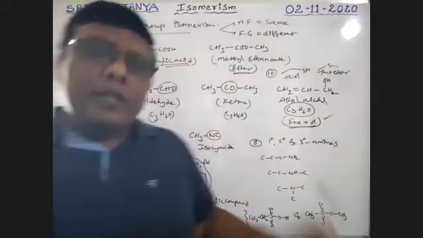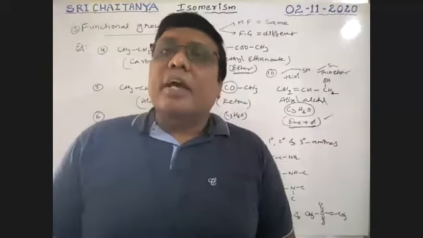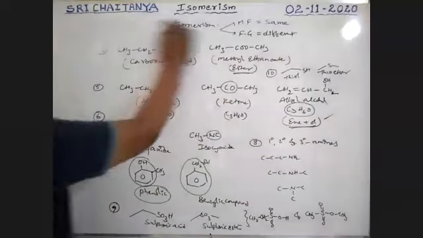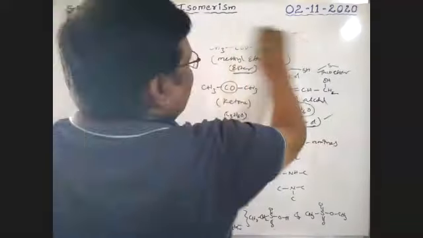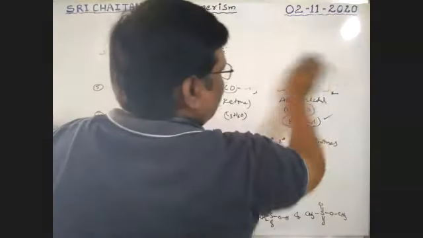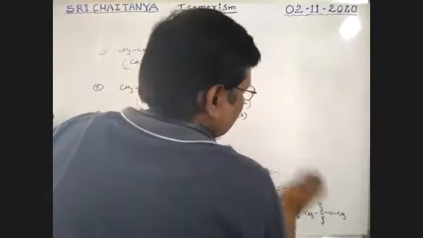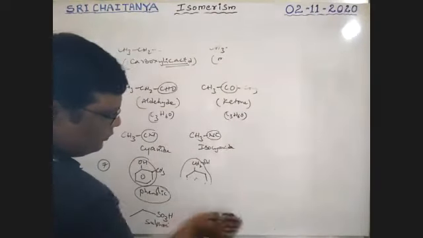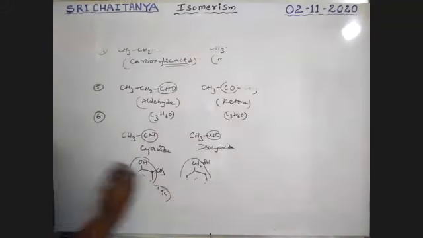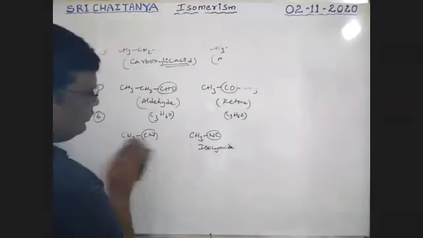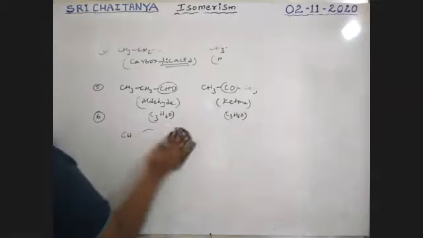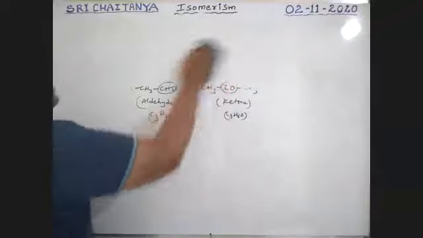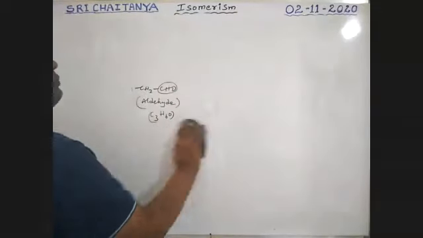Functional isomerism. Next class of compounds, that is ring chain isomerism. Next isomerism, ring chain isomerism. In the previous case, the actual functional group is changed, boys. That's why it is called functional group isomerism.